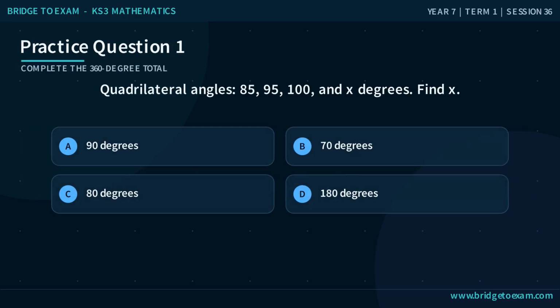Practice question 1. A quadrilateral has angles 85, 95, 100, and x degrees. Option A is 90. Option B is 70. Option C is 80. Option D is 180. Pause, add the known angles, and subtract from 360.